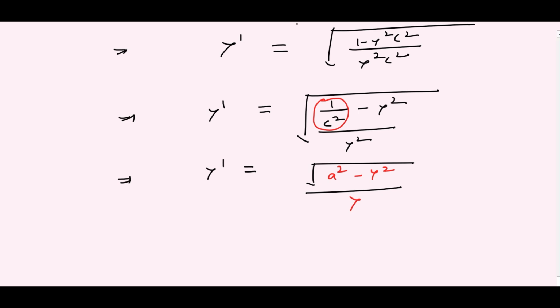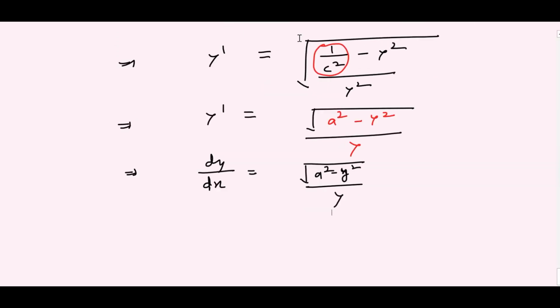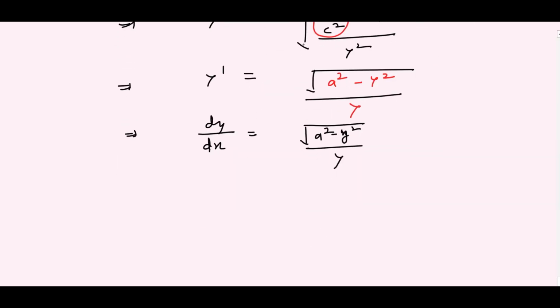So now further we can write here y dash, that is dy over dx, is equal to the square root of a square minus y square over y. So express in the variable separable form, that is y dy over square root of a square minus y square is equal to dx.